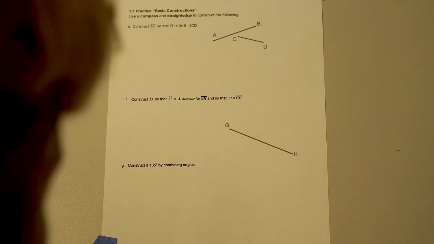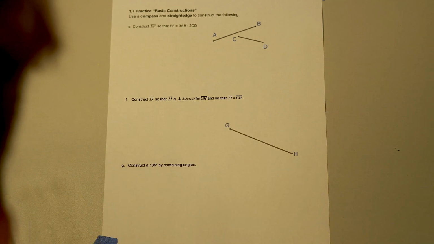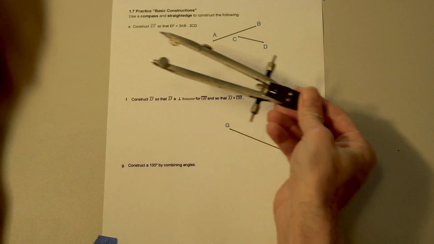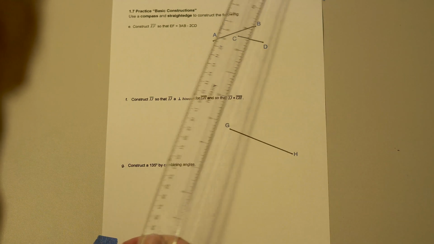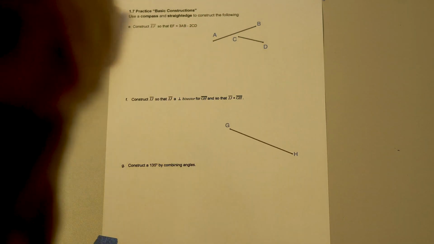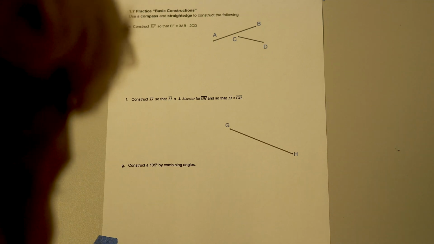We're going to do some 1.7 practice basic constructions. You will need a compass, a straight edge, and a pencil. It'd be nice to have an eraser. Look at that, sticks. Kind of.